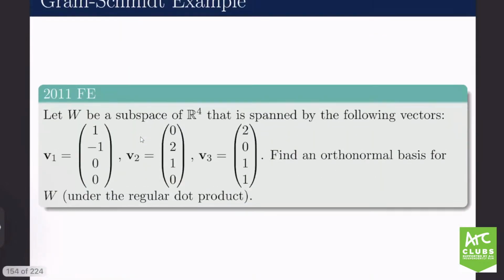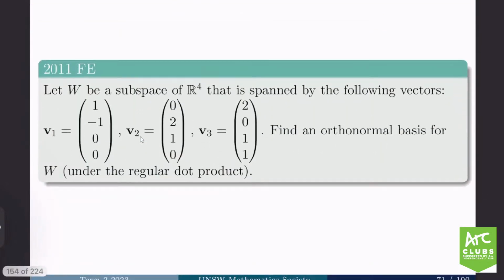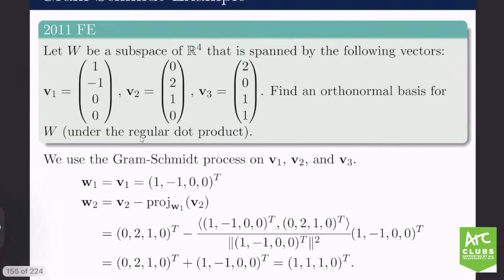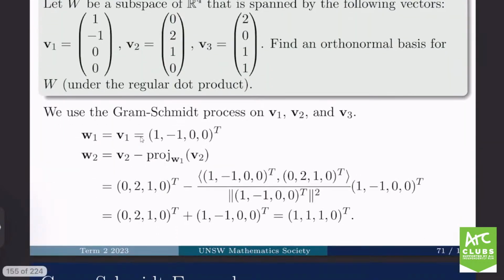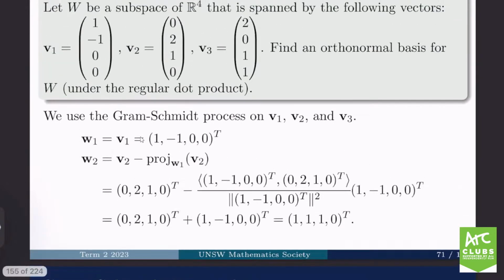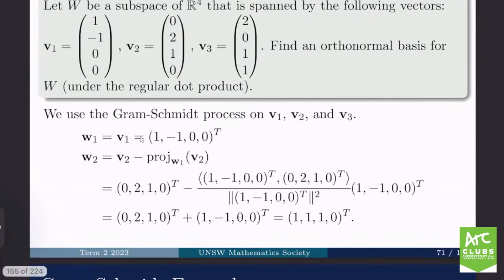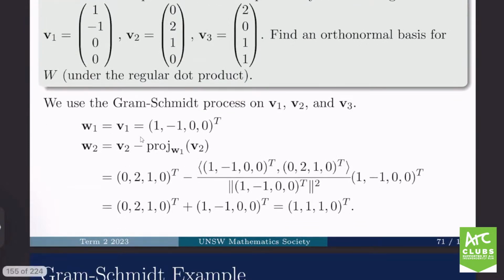So we'll have an example here. Let W be a subspace of R4 that is spanned by the following vectors: v1, v2, v3. Find an orthonormal basis for W, under the regular dot product. That will be our inner product. In order to do that, we need to do the Gram-Schmidt process on v1, v2, and v3. So w1, remember, will be our first orthogonal vector. It's just v1, and we'll say that's equal to this vector here.